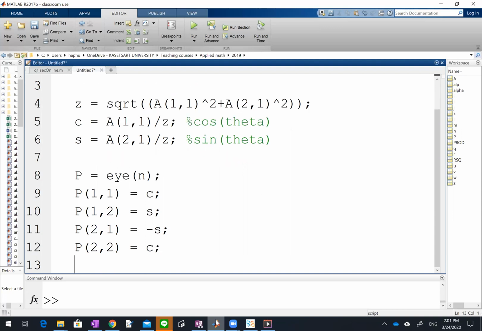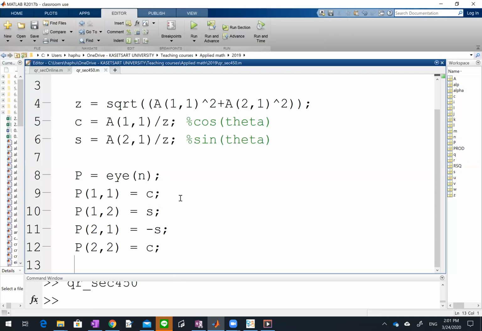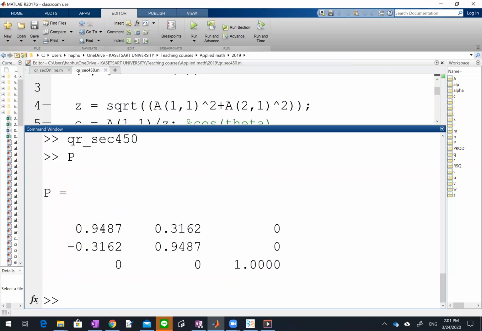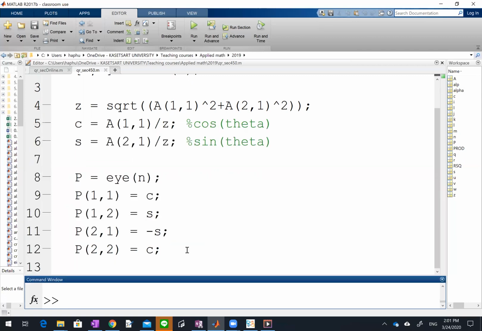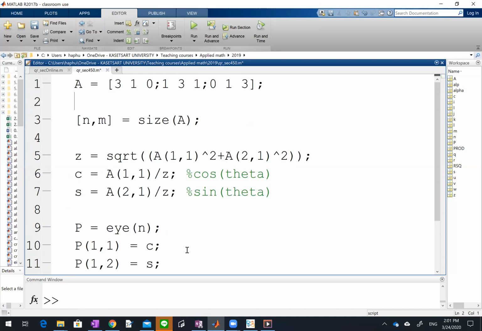Okay, let me just pause here and save it first. So this is my QR SIC 450. All right, so I do my P now. Let's just check my P a little bit. So this is my P: cos, sine, minus sine, cos. So now if I multiply my P with the A, actually, I don't want to do anything with my original A, so let's just use a new name. So this is B, and then let's just say A equals B, so I can use A later on, okay? So everything will be A.